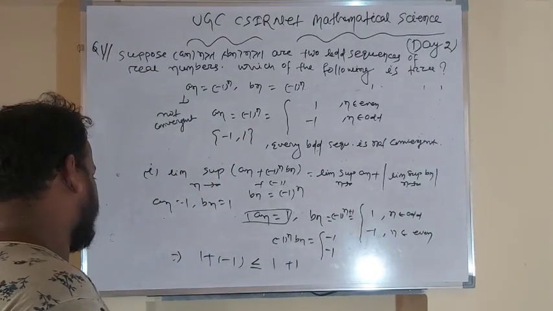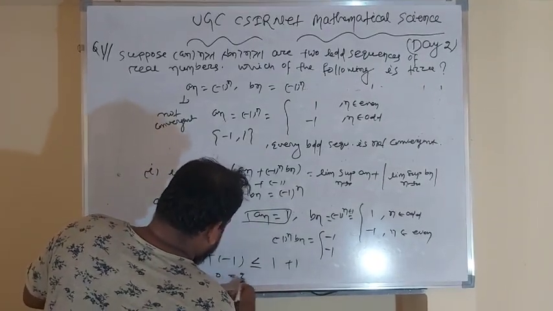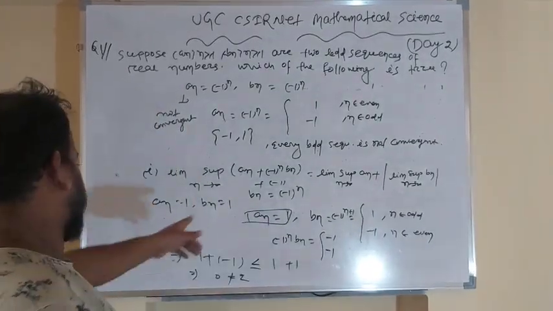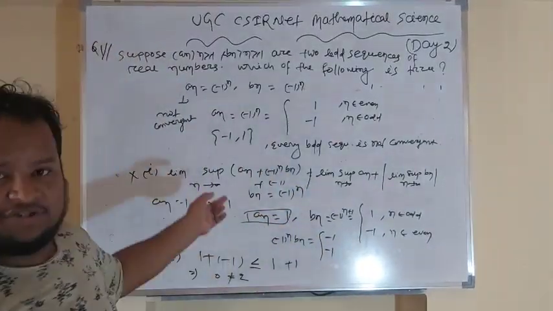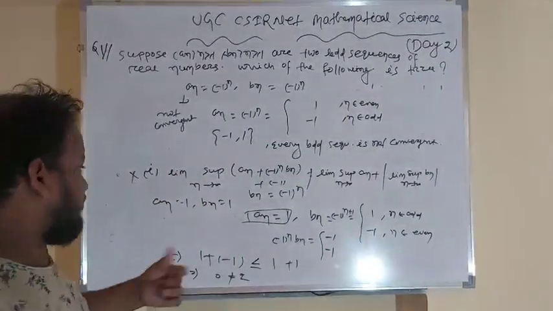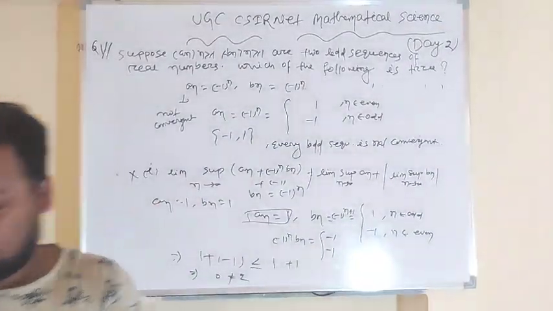So 0 is equal to 2, not possible. So this is not possible. So option 1 is discarded. Then going to the next option. So how to solve this?